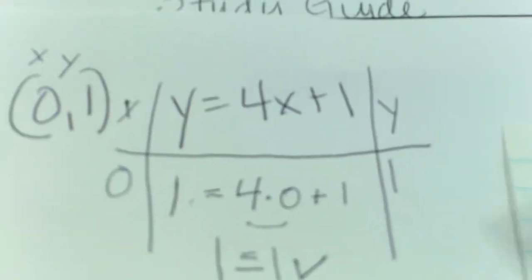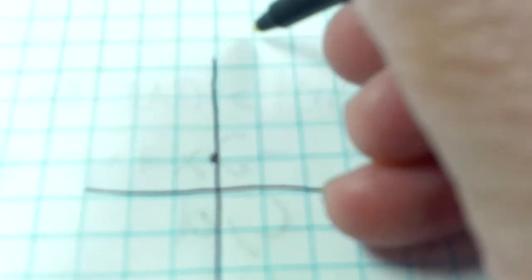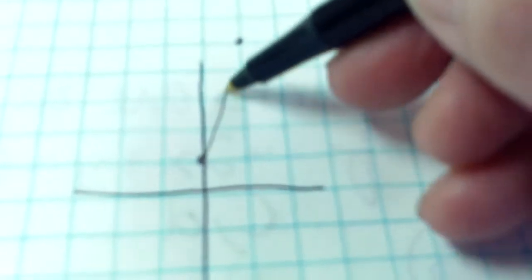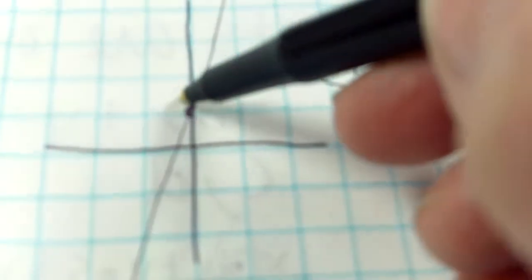if I were to begin graphing at positive 1 on the y-axis and do a slope of 4, 1, 2, 3, 4 over 1, 1, 2, 3, 4 over 1. There's my straight line. Continues in both directions. Is the point 0, 1 on that line? Well, of course it is. That's my y-intercept, isn't it? Duh. Okay. Let's look at number 2.